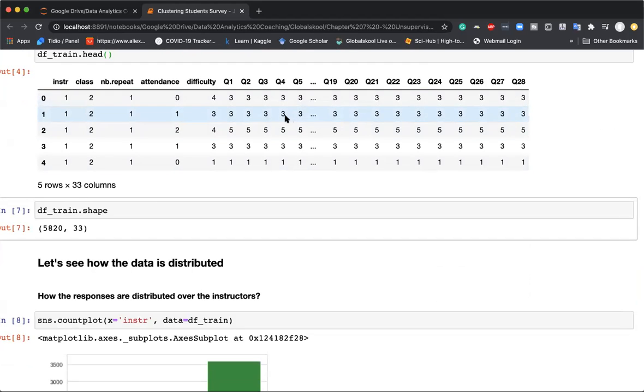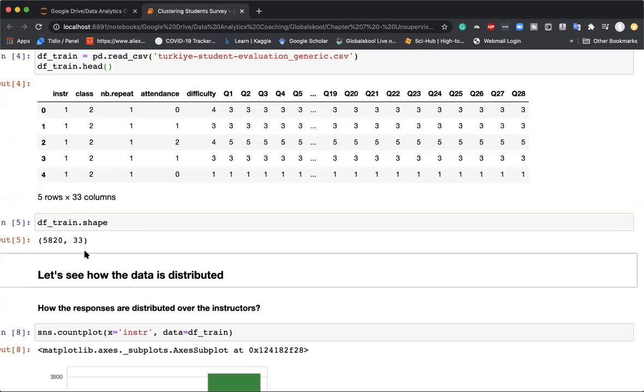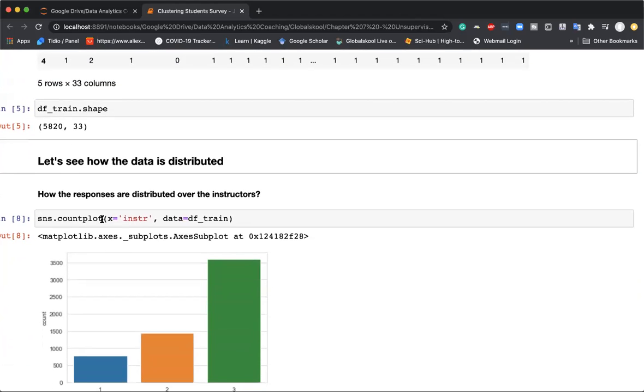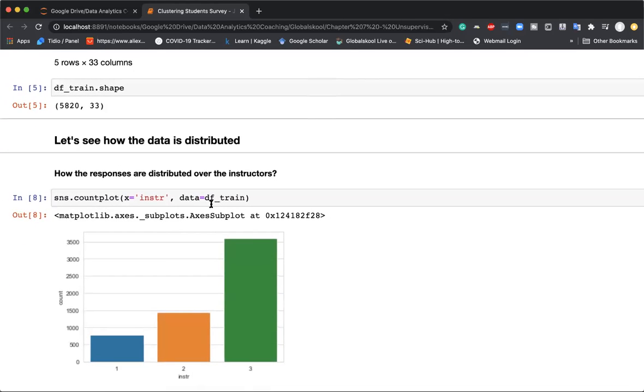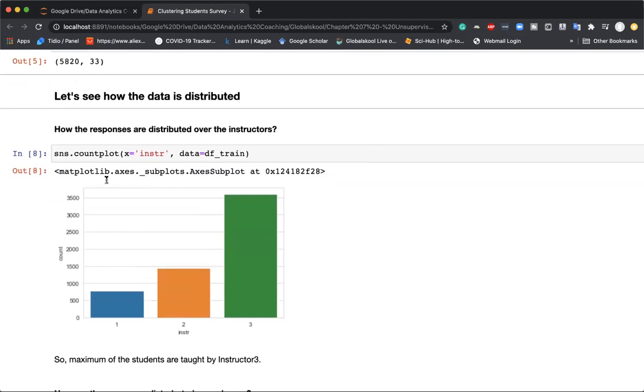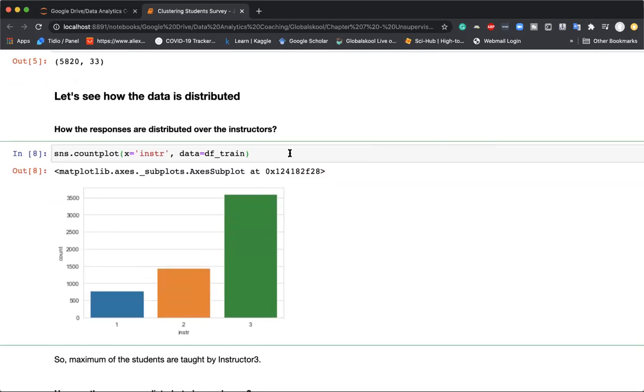and these are the different columns. If I do a dftrain.shape, we can see that there are 5,820 rows and 33 columns. Let's see how the data is. So I'm doing the data exploration phase now, where we are exploring what our data looks like. Are there any anomalies, missing values, and so on. So first we do a count plot on the instructor for dftrain, and this is what we get.